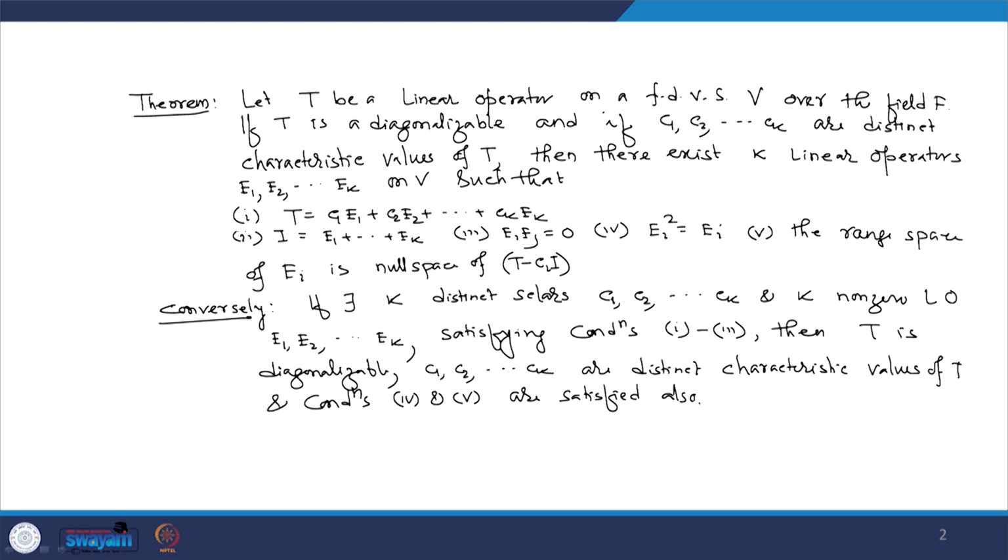If T is diagonalizable, then certainly the space V will be a direct sum of its characteristic spaces, and as a consequence one can introduce the projection operators E1, E2, Ek satisfying all four conditions, which we have already seen in our last lectures.